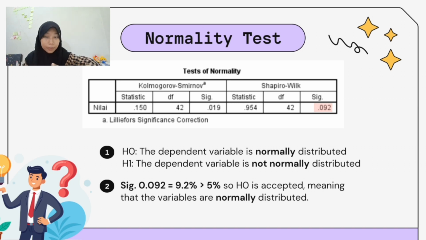So this is the output of the normality test, and the null hypothesis is the dependent variable is normally distributed, and the alternative hypothesis is the dependent variable is not normally distributed. So we see the significance is 9.2%, it is more than 5%, so the null hypothesis is accepted, meaning the variables are normally distributed.